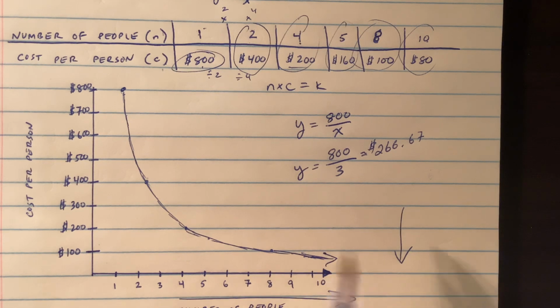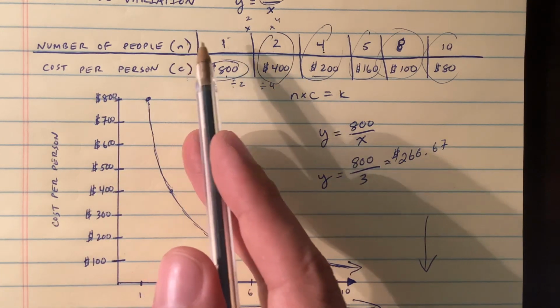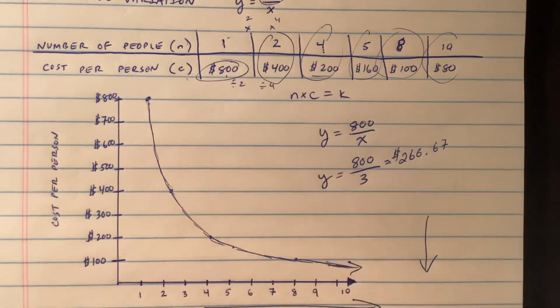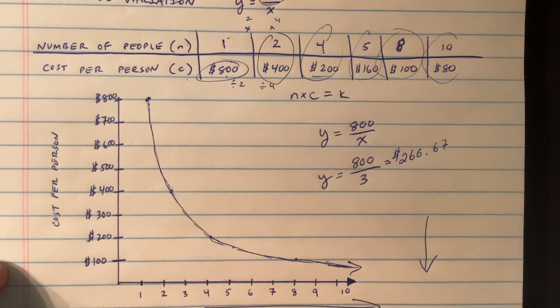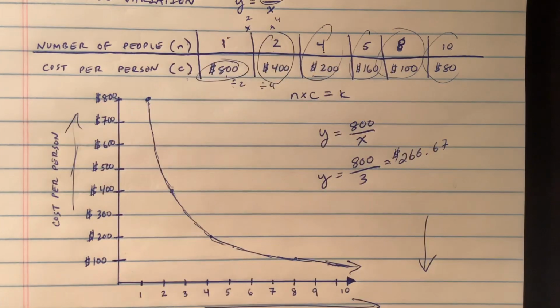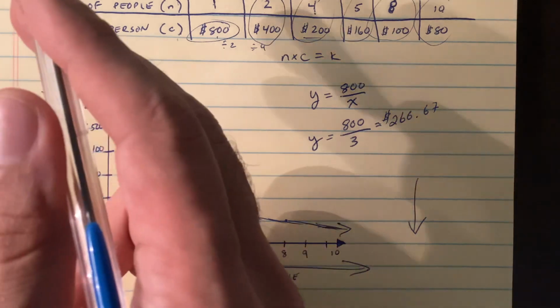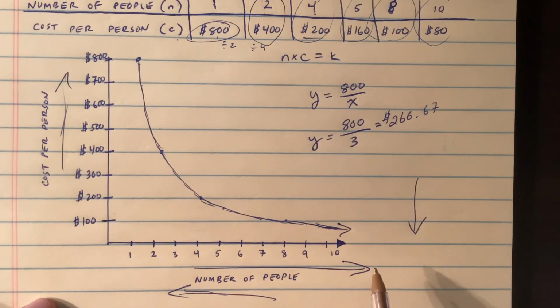Now, in our example here, it does not make sense to have less than 1 person. But as you can see, as the number of people decreases, the price per person will increase. So as we go to the left, we go up. As we go to the right, we go down. This is the inverse variation.